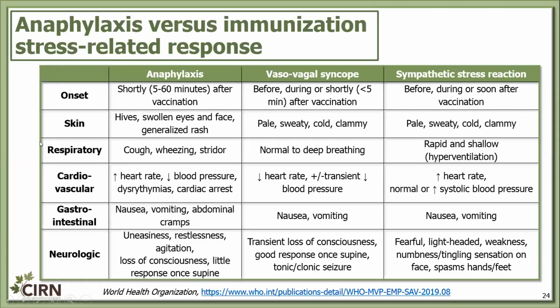Skin changes, of course, with anaphylaxis, you'll almost always have hives and angioedema, so swelling of the face and eyes, periorbital, and a generalized rash. In contrast, they tend to be pale, sweaty, clammy with stress-related responses. Again, cough, wheeze, stridor should alert you to anaphylaxis, whereas breathing can be normal, deep, or they may have hyperventilation if it's a stress response. Cardiovascular and GI, there can be a bit of overlap again, and any of these patients can certainly have syncope, or anaphylaxis can have loss of consciousness, but with syncope, once you lie them supine, they generally will perk up. With sympathetic stress reactions, one of the hallmarks is paresthesias and numbness, especially around the lips and face, and they may have spasms of their hands, which is a side effect of the hyperventilation.